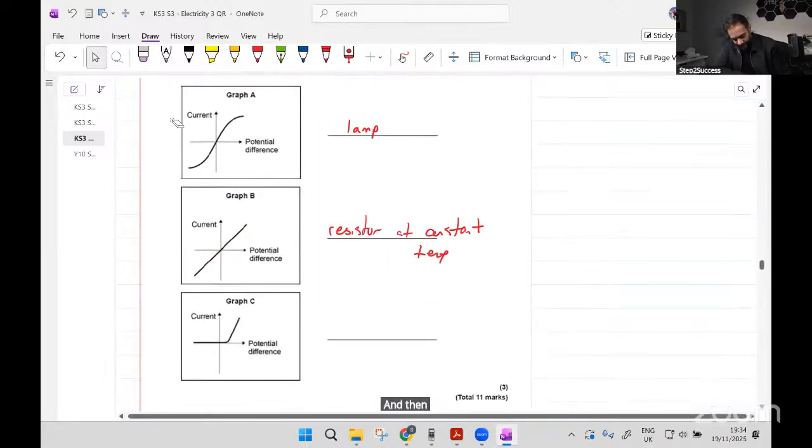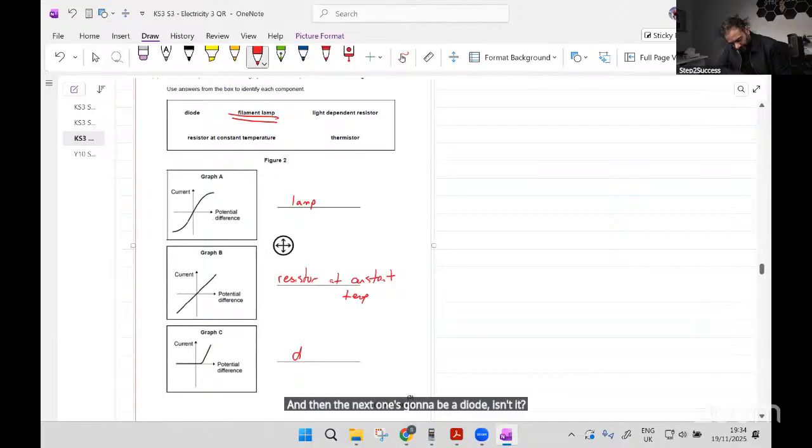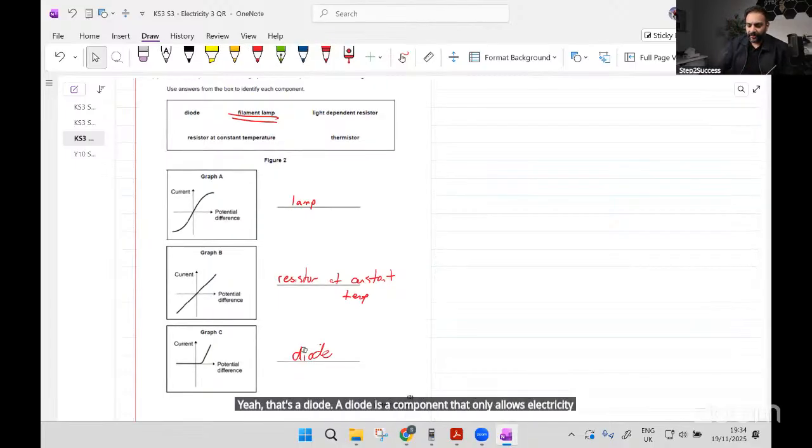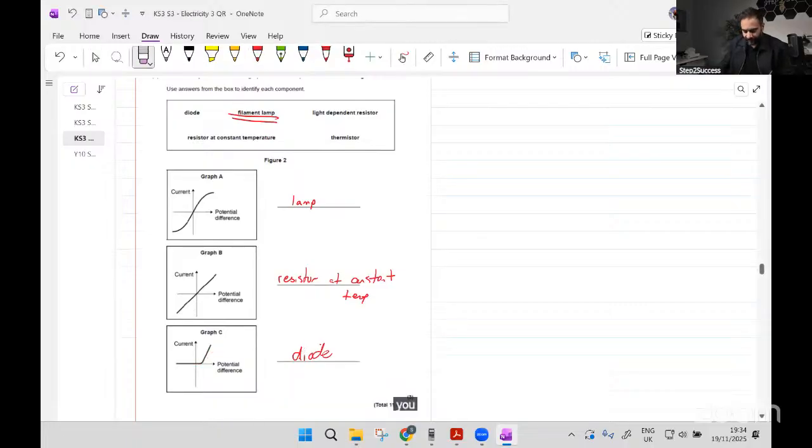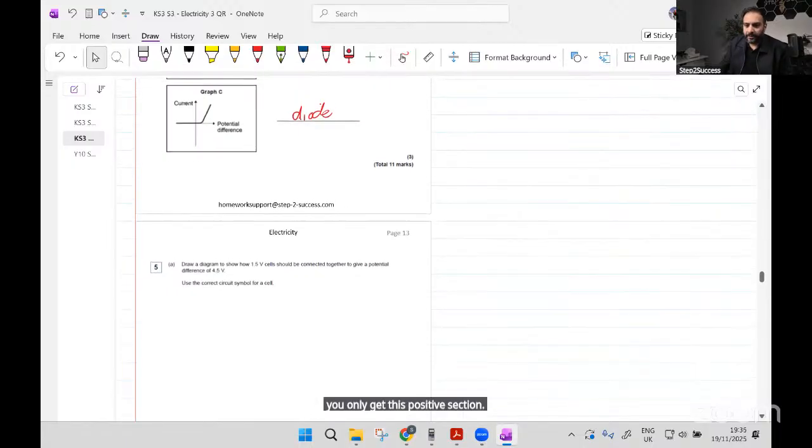And then the next one's going to be a diode, isn't it? Yeah, that's a diode. A diode is a component that only allows electricity to flow in one direction, which means you don't get this negative section of the graph. You only get this positive section. 4E, done.